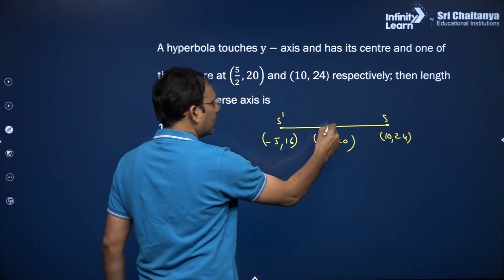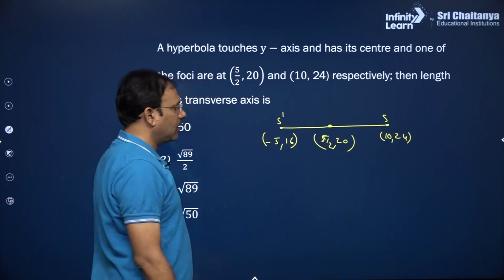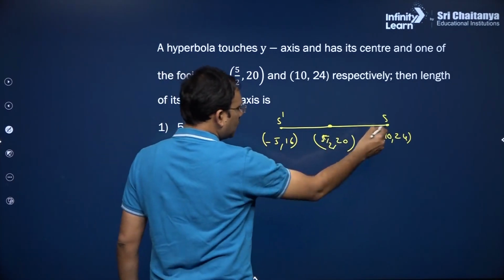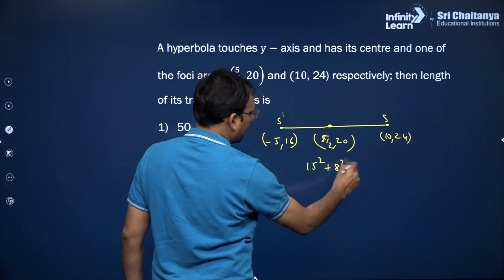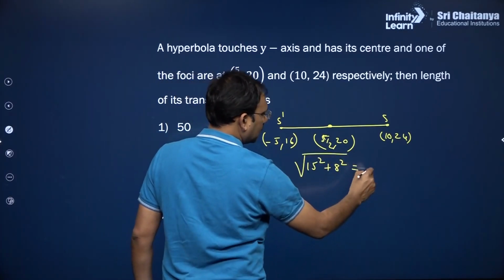This is going to be, my dear friends, I can say the center. Fine. Now moreover, the distance between these two, that is 15 square plus 8 square, 8, 15, 17, is 17.